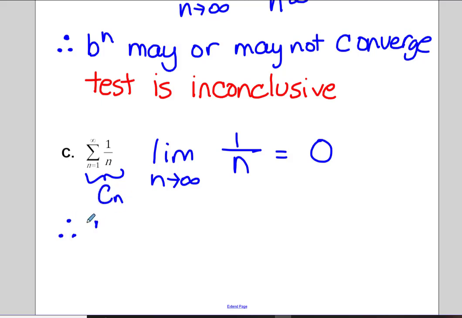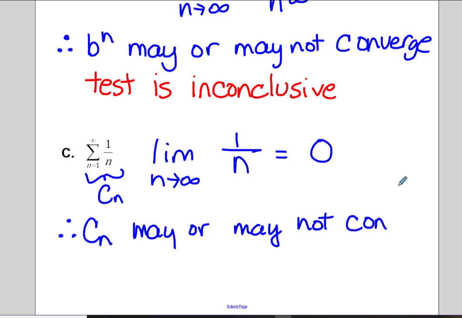So therefore, C sub n may or may not converge. We need more information. We're not able to determine that yet.